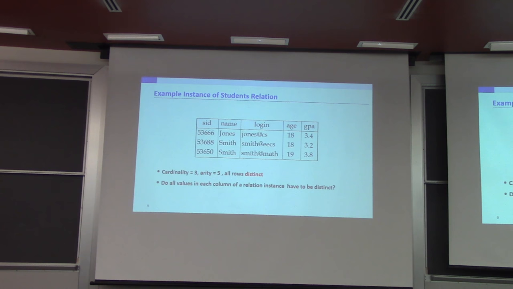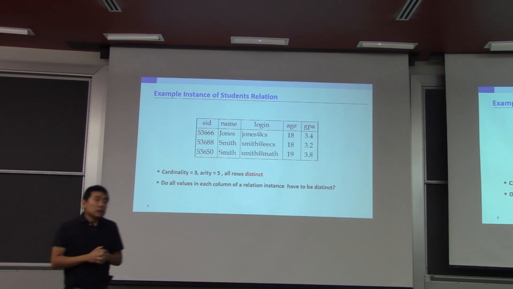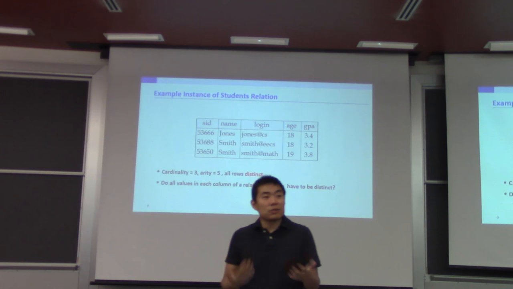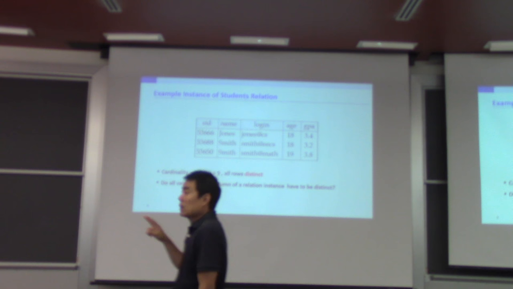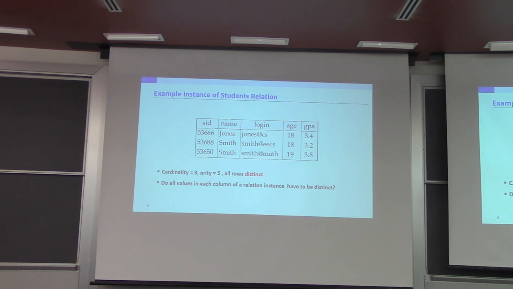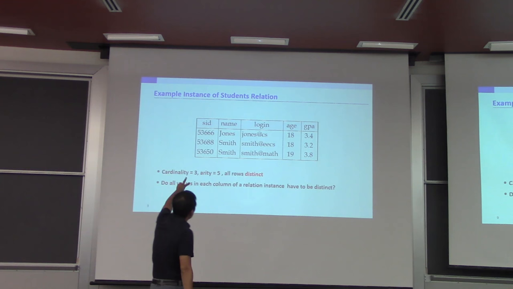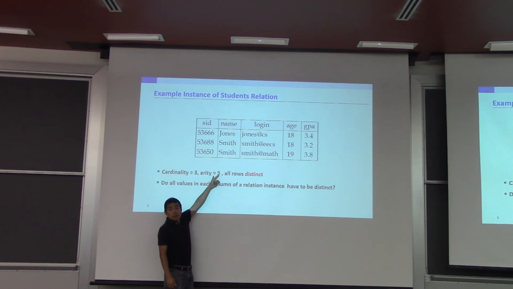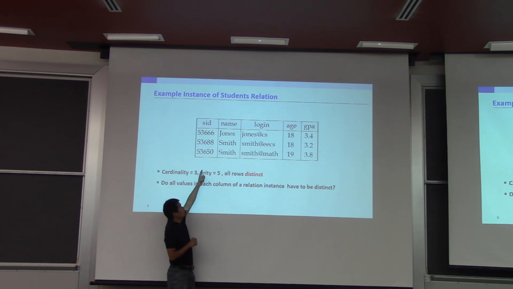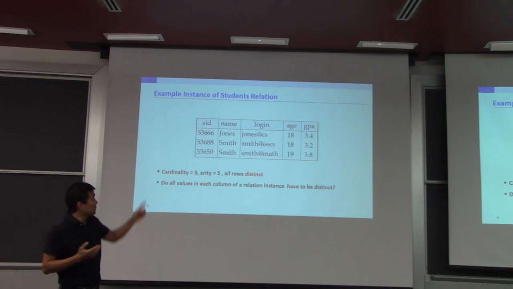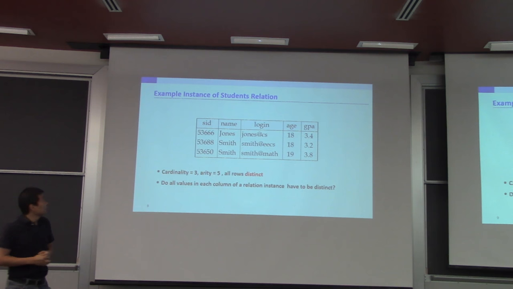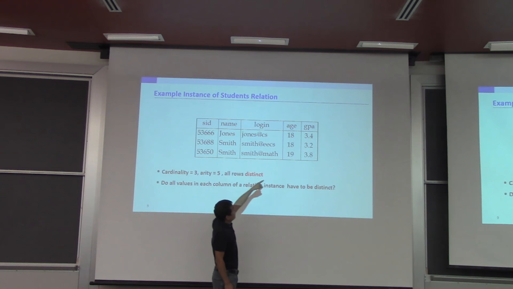Now, one thing to note is in the relational model, all tuples or all records must be distinct. In other words, you cannot find two rows that are identical to each other. When I say two rows are identical, they have to be identical on all fields. For example, I may have two students, like the last two records, who share the same name, but they are not considered two identical rows, as long as they have different values on at least one field. In this case, obviously, we know SID must be distinct. They may have the same name, same age, same GPA, but they cannot have the same SID value. And there is another one that must be distinct, right? You cannot have two students who have the same login value.